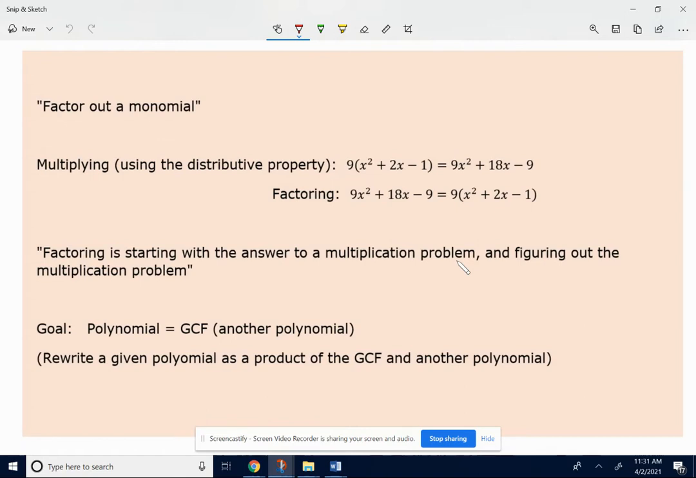So our goal for this lesson is to start with a polynomial. Don't worry about the term, that's just more than one monomial added together. You're going to start with an expression, and you're going to rewrite it as the greatest common factor times another polynomial, another expression. I'll go over some examples and show you what I mean.